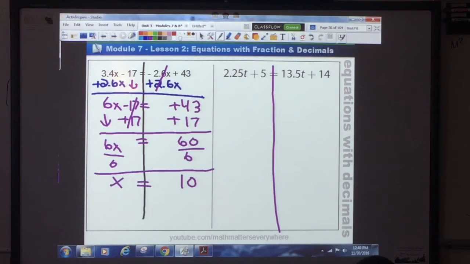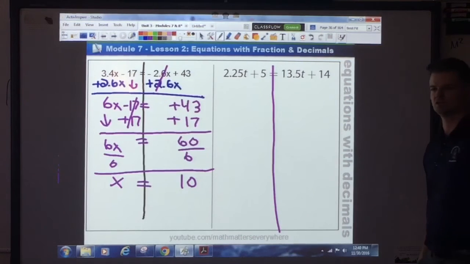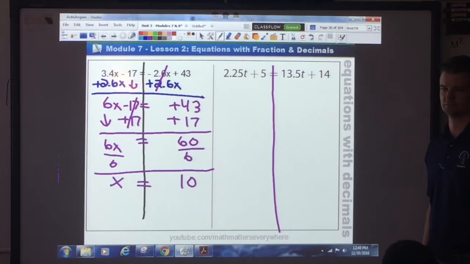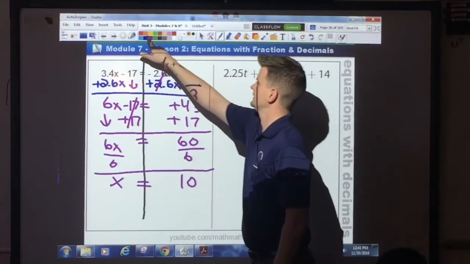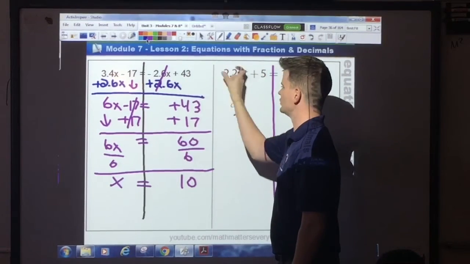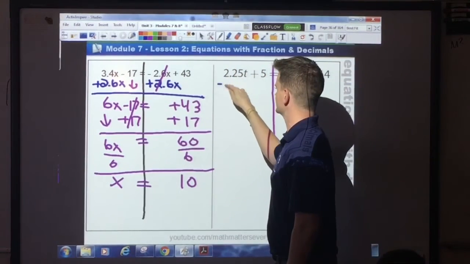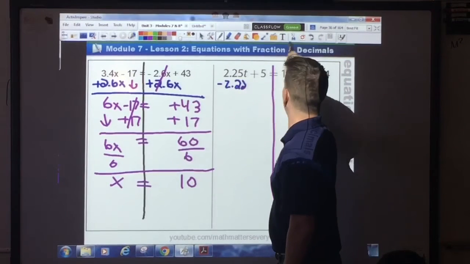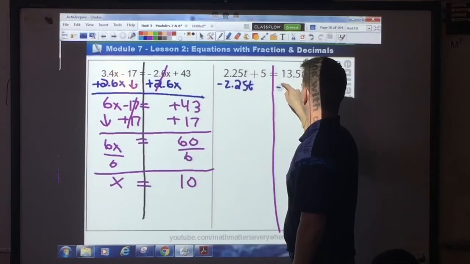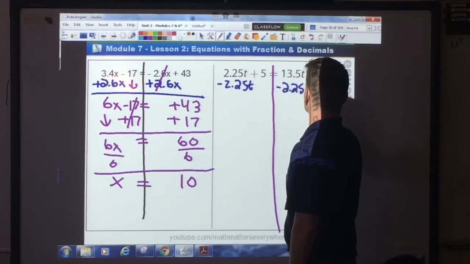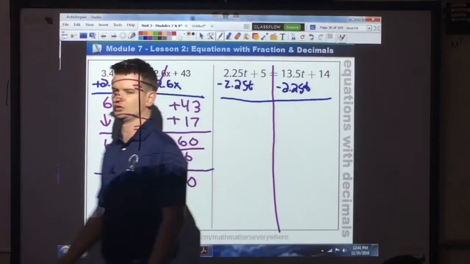Once again, we look at the coefficients. So, Amber, which coefficient is smaller? 2.25. When you do this, be careful. Use your calculators to make sure that you're adding or subtracting these correctly. So the inverse of positive 2.25 is negative 2.25. We're going to subtract this from both sides. And you have to be careful when you do that to make sure that you get the right difference.